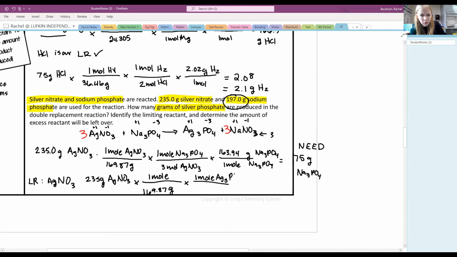So silver phosphate is what we're trying to get to, which is the Ag3PO4. We're doing moles B over moles A. And now we need to multiply by the molar mass of silver phosphate. So I'm getting about 418.58 grams for every 1 mole for the molar mass of silver phosphate. So now we're just going to compute that.